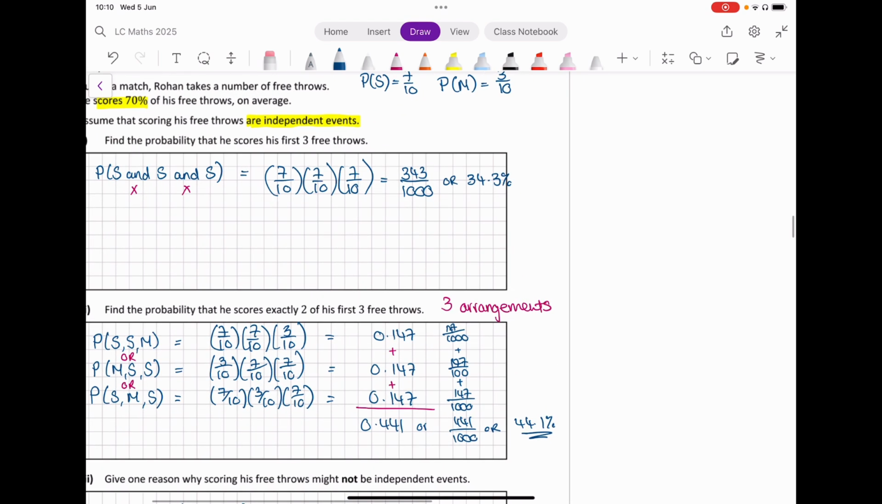Okay. And that is our probability question done there. Remembering some of the important things here: "and" means multiply, "or" means add. And don't forget to remember arrangements or permutations.